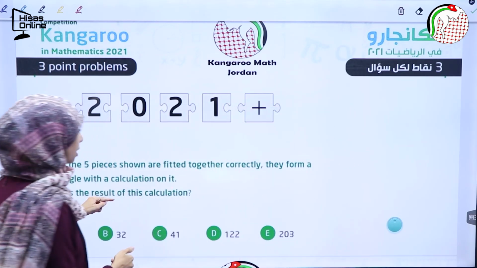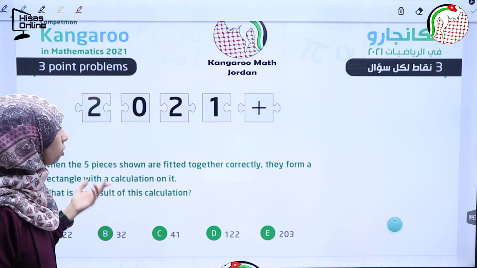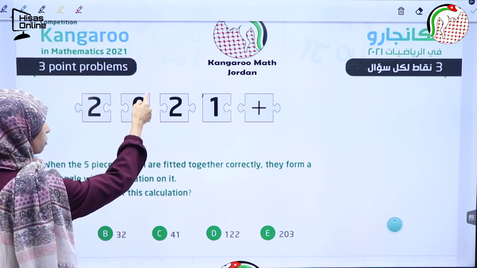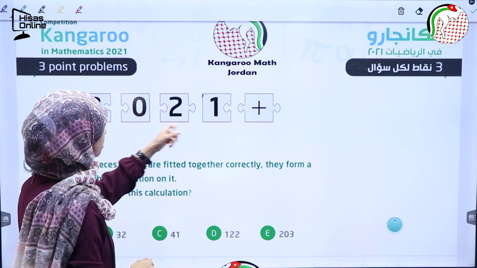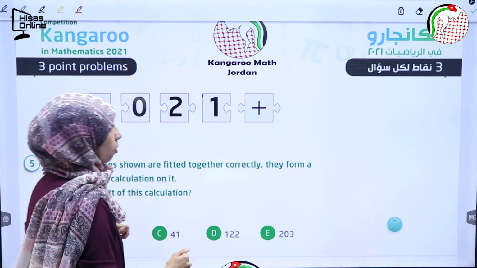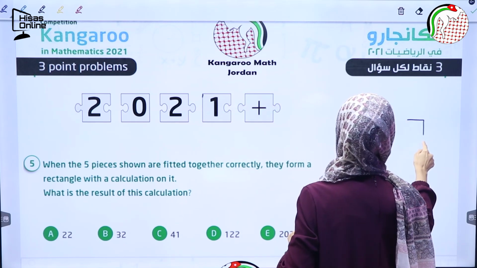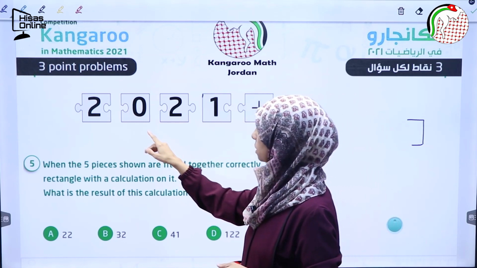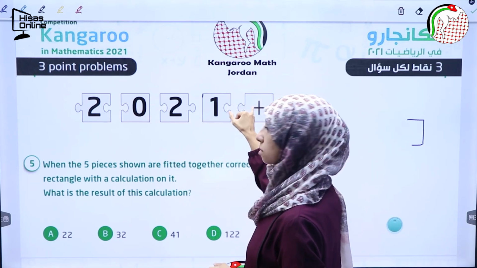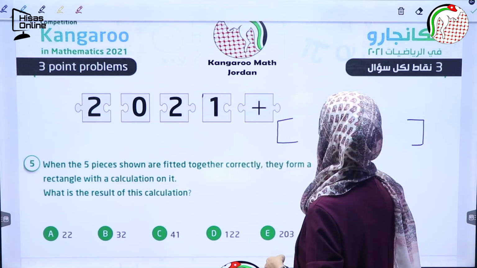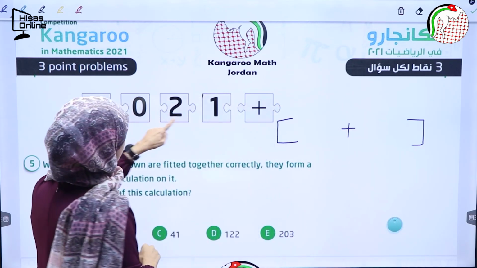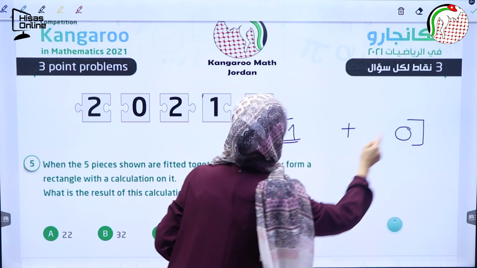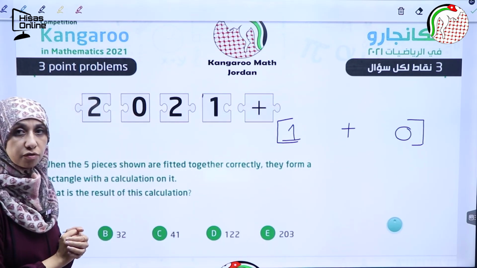They said that I can make a rectangle as a result, so a rectangle has an edge and another edge from here. So this side and this side will be on the sides like this here and here. So let's start. Plus will be in the middle. And you have to start with 1 and end with 0, because those are the 2 ends of the rectangle.